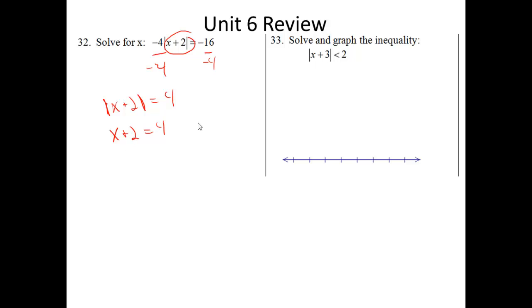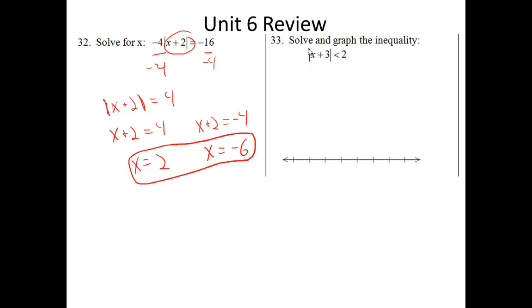So this is our first one, then our other one is going to be x plus 2 is equal to -4. And now we just solve for x. And over here x is going to be equal to 2. Over here x is going to be equal to -6. And to check our answer, we can take our -6 and plug it back in, or our 2 and plug it back in, and see what we get.